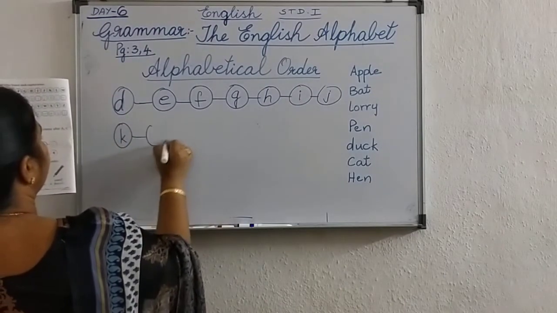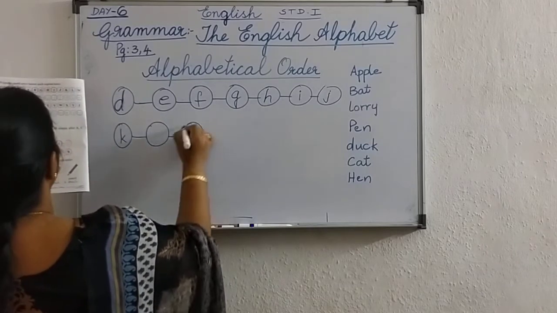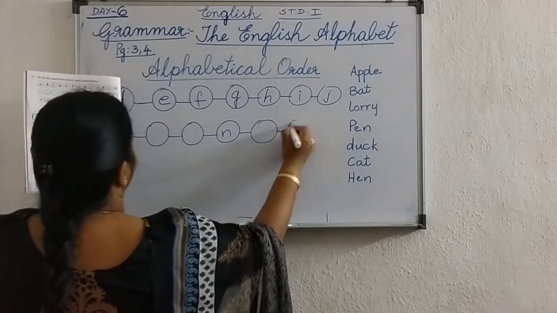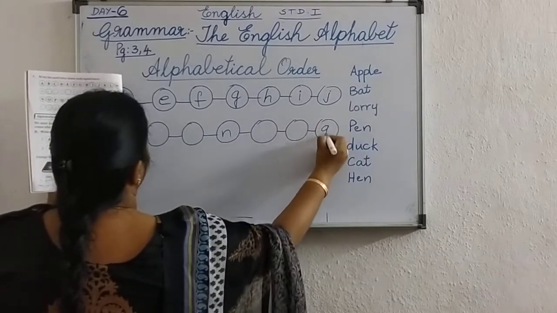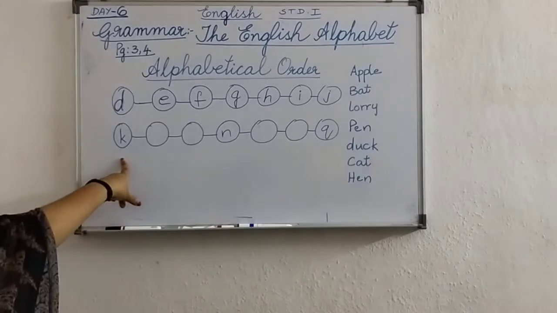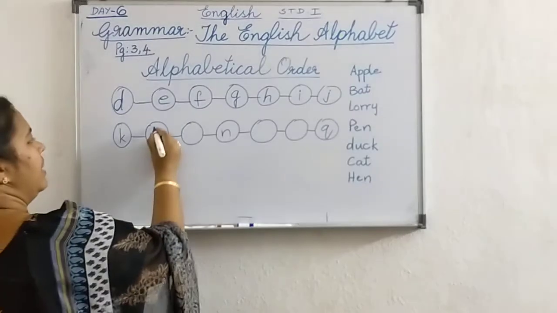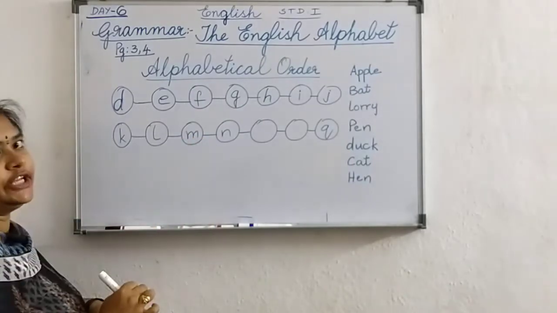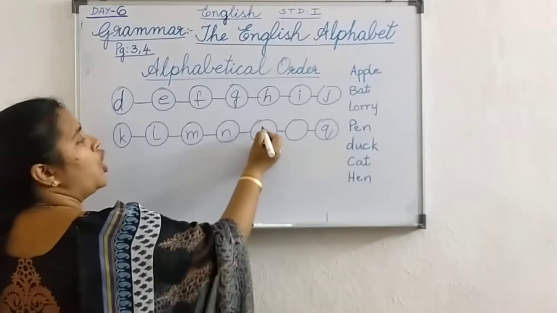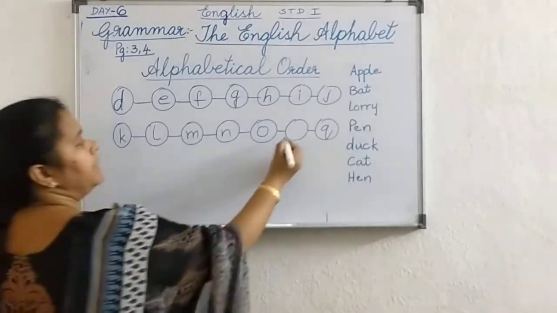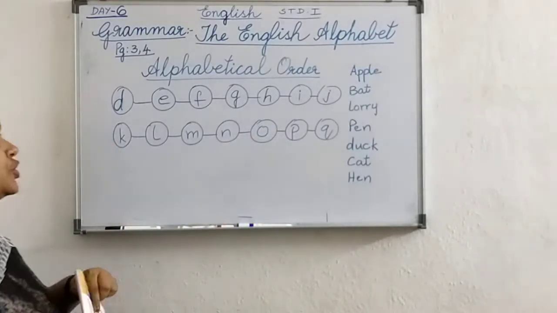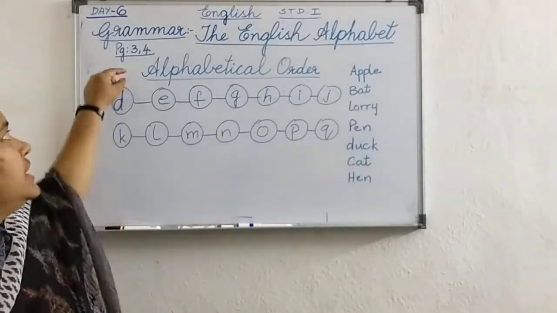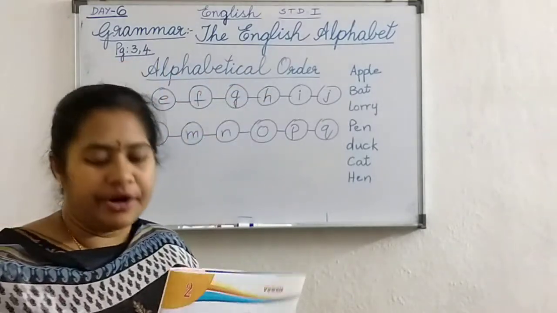K, empty circle, N, okay. Now K after L, L after... You have to follow the order of alphabets. Understood? That is called alphabetical order.